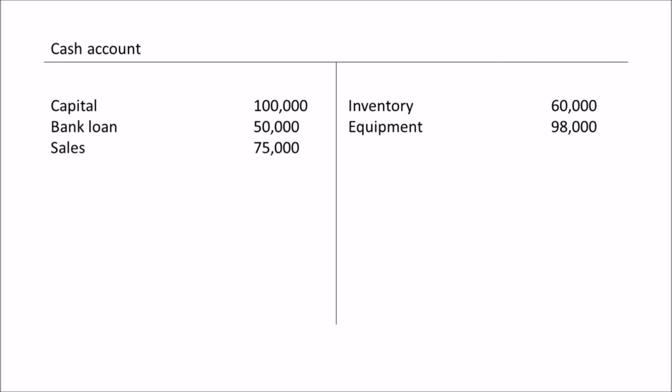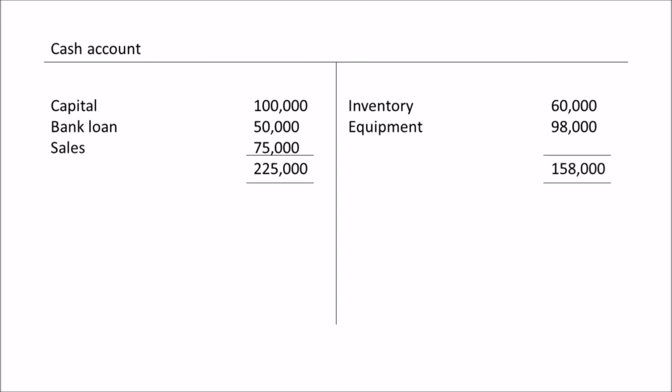Now, I suppose you notice an obvious difference between the columnar account and the T account. In the columnar account, the balance is actively tracked, but not for the T account. The method of bringing down the balance for a T account involves slightly more work. First, calculate the totals among the two sides. For the left side, it is $100,000 plus $50,000 plus $75,000, which is equal to $225,000. For the right side, it would be $60,000 plus $98,000, which is $158,000.